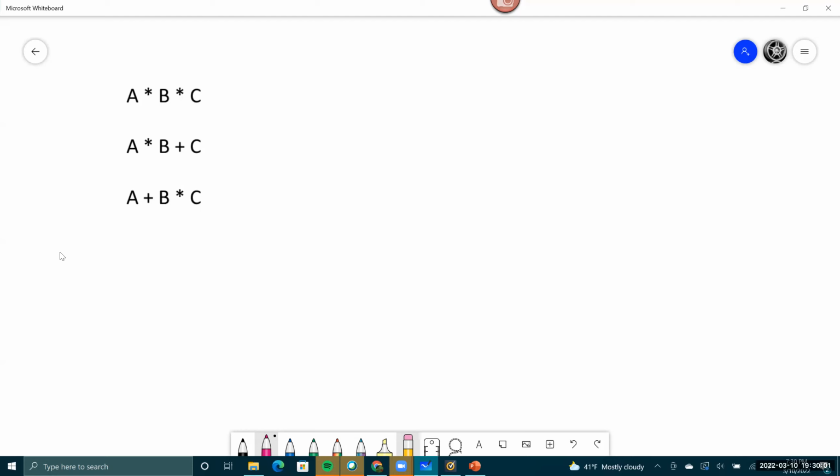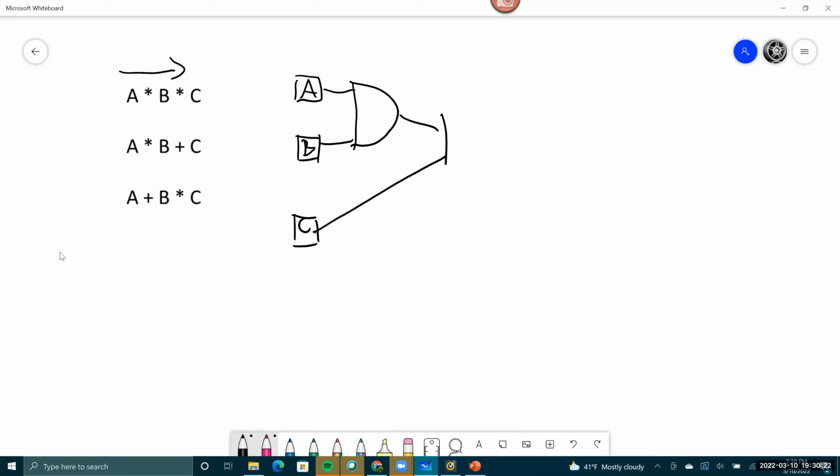Okay, so ABC, we have A, B, and C. Same thing. So going from left to right, since everything's the same, A and B first with an AND gate, and then you connect it with another AND gate, and we're done.